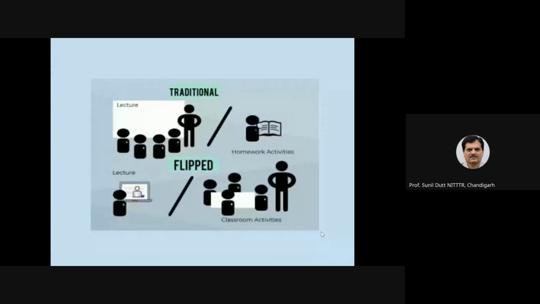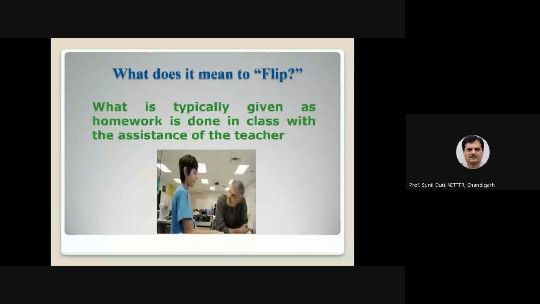So traditionally, the teacher delivers lecture in the classroom and the students are doing homework alone at home. Now in a flipped classroom, the students are studying the material themselves and then they come to the classroom. In the classroom, the teacher gives sufficient examples to clarify the students' doubts, and a number of exercises are given to the students, maybe individually or maybe in small groups. So what is typically given as homework is done in class with the assistance of the teacher.